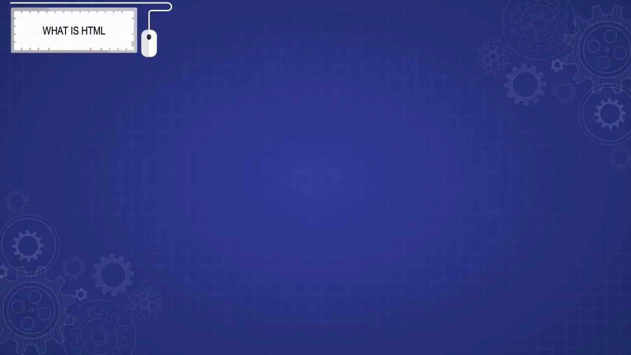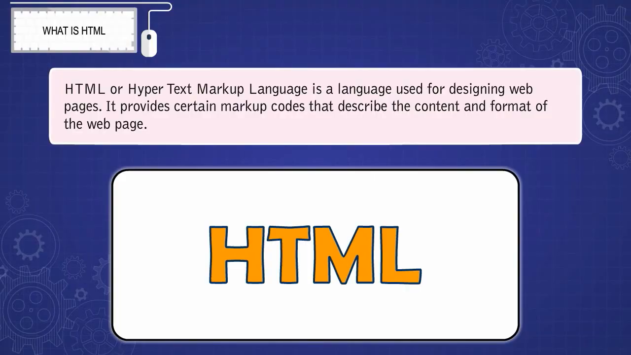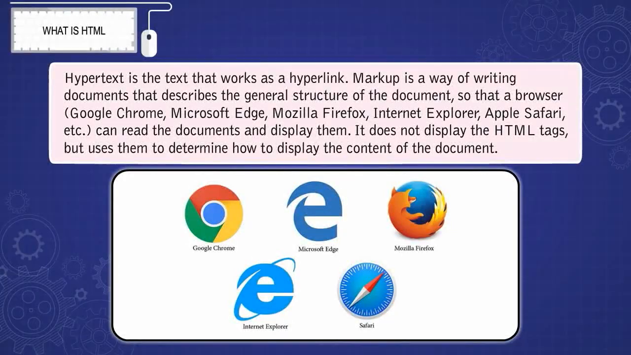What is HTML? HTML, or Hypertext Markup Language, is a language used for designing web pages. It provides certain markup codes that describe the content and format of the web page. Hypertext is the text that works as a hyperlink.